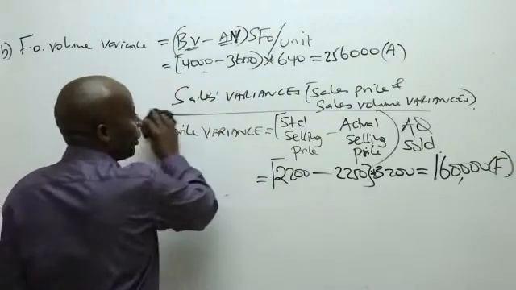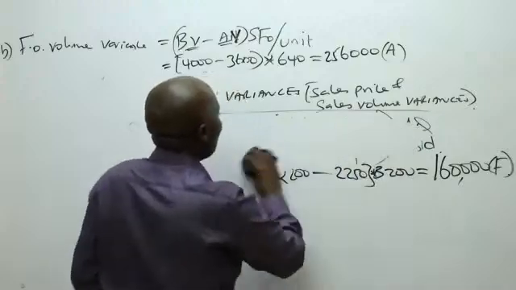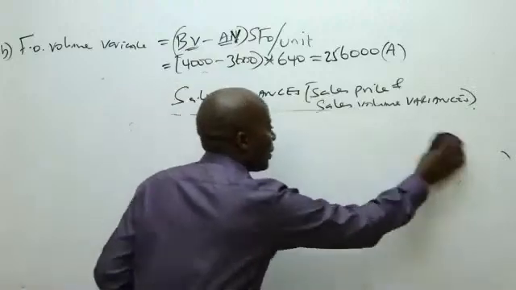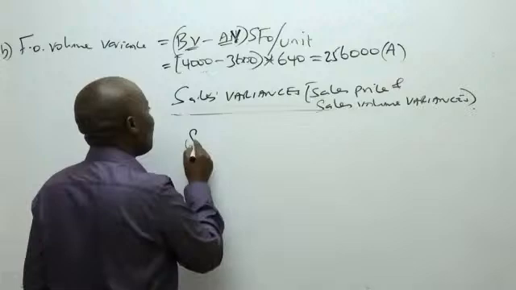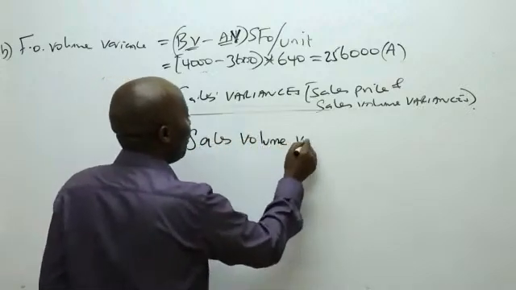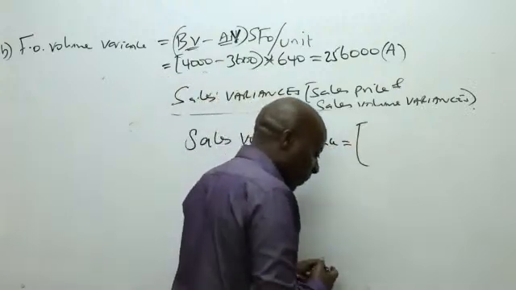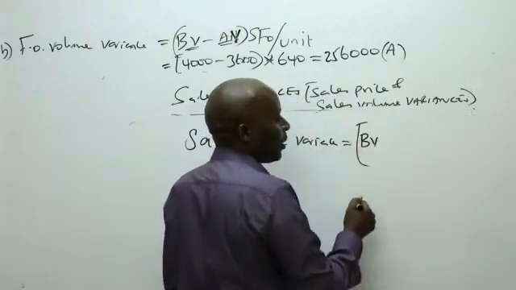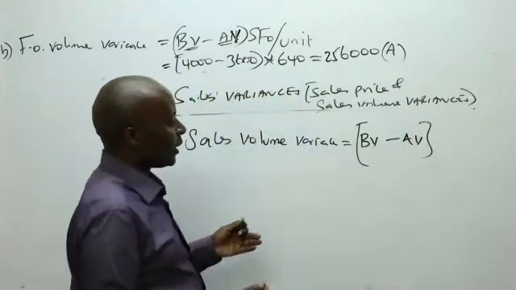Now from there, we go to the last one, which is the sales volume variance. Sales volume variance is the easiest variance to compute. Ladies and gentlemen, we're looking at the sales volume variance being equal to the budgeted volume minus the actual volume.